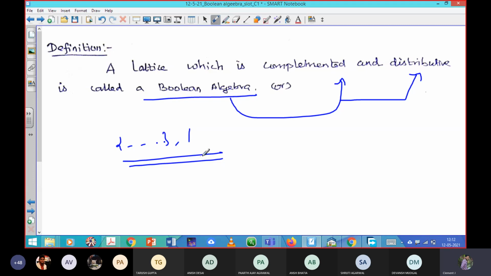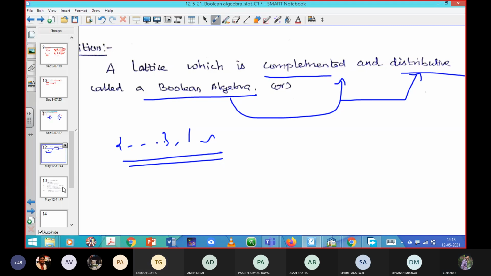First you are supposed to check whether it is a complemented lattice, and also you need to check whether it is a distributive lattice. If both are true, then you can strongly say the given set is a Boolean algebra. Have you understood this basic definition of Boolean algebra? Is it clear?